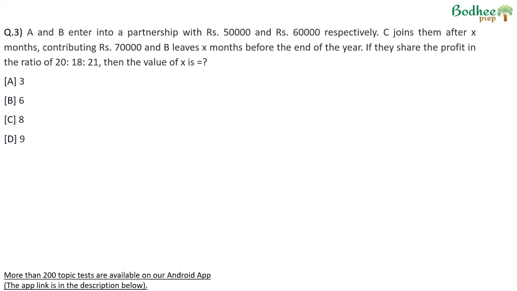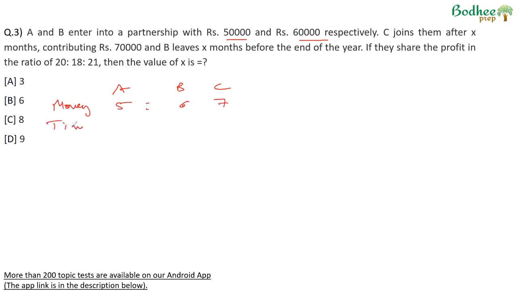A and B enter into a partnership with 50,000 and 60,000 respectively. C joins them after X months, contributing 70,000. B leaves X months before the end of the year. If they share the profit in the ratio 20:18:21. Now there are A, B, C. The money that they have invested is in the ratio 50,000, 60,000, 70,000. So we can say that the investment is in the ratio 5:6:7.